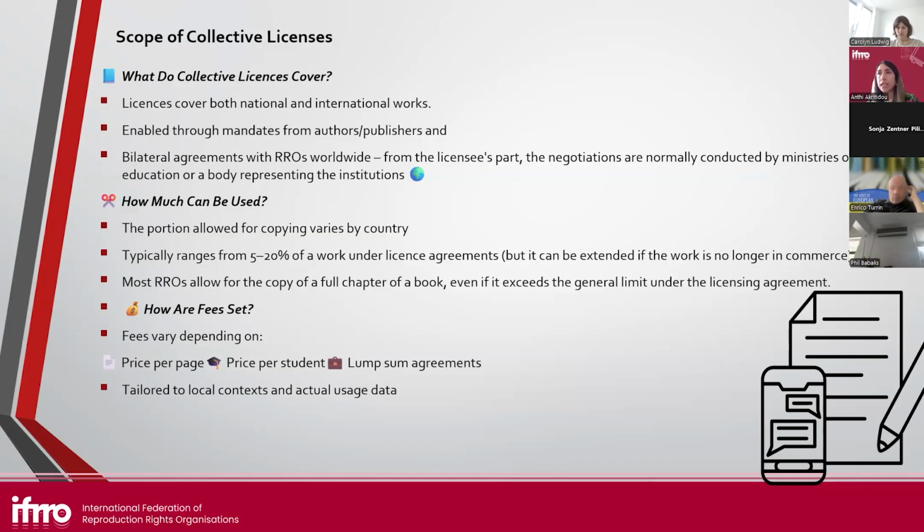Typically, copying limits range from 5 to 20% of the work under licensing agreements, but there is some flexibility, especially if the work is no longer available for sale. In many cases, most RROs allow copying of a full chapter of a book, even if that exceeds the usual percentage limit. And when it comes to how the fees are actually set, this depends on factors like price per page copied or price per student covered by the license, or sometimes we are talking about a lump sum agreement for an entire institution or region. And of course, these licenses and the fees are tailored to local contexts and are based on actual usage data.